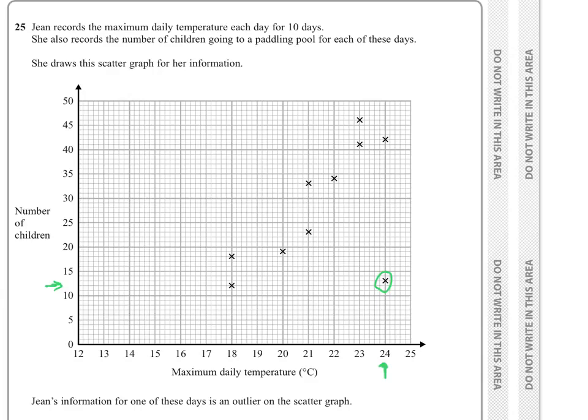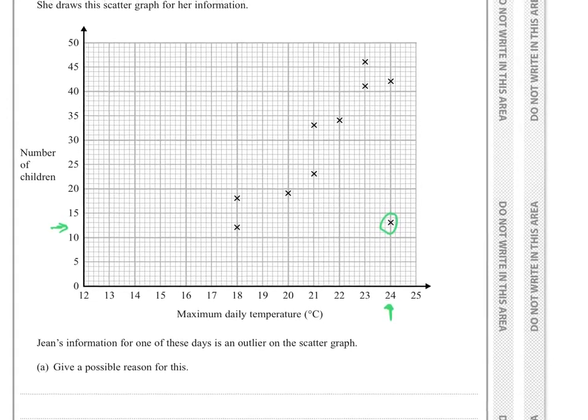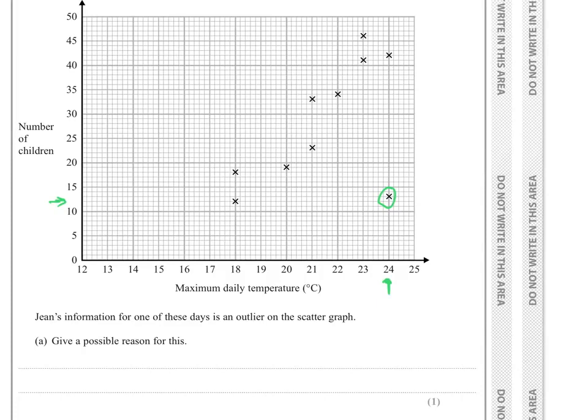And what does it ask us to do? Well, it says give a possible reason for this. Well, a simple one could have been it could have rained that day.